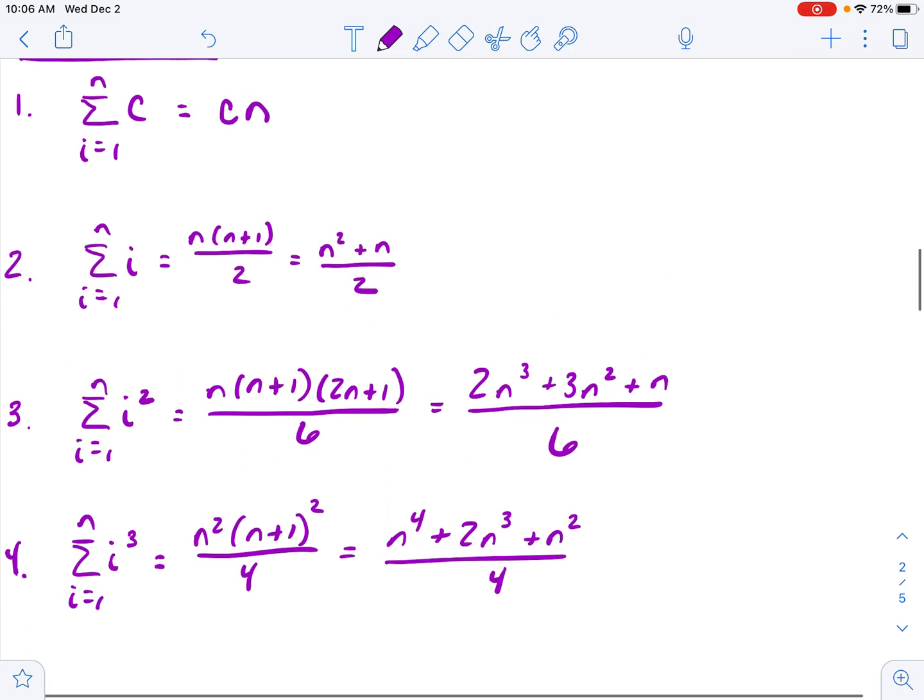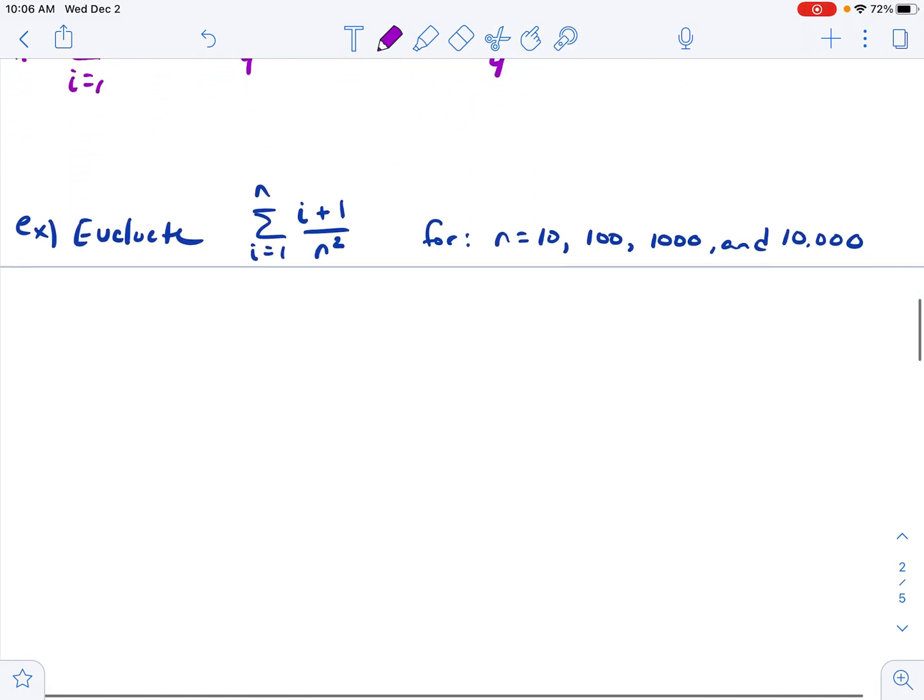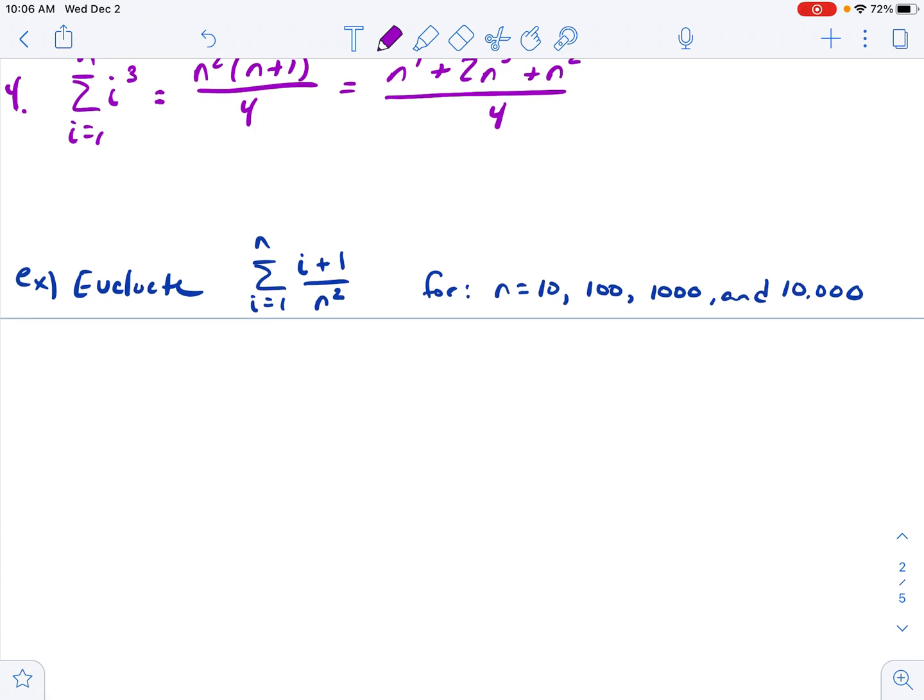So let me show you an example of how we can use these rules and theorems to do something like the following. Let's evaluate the summation as i goes from 1 to n of i plus 1 over n squared for the following values of n. n equals 10, 100, 1,000, and 10,000.